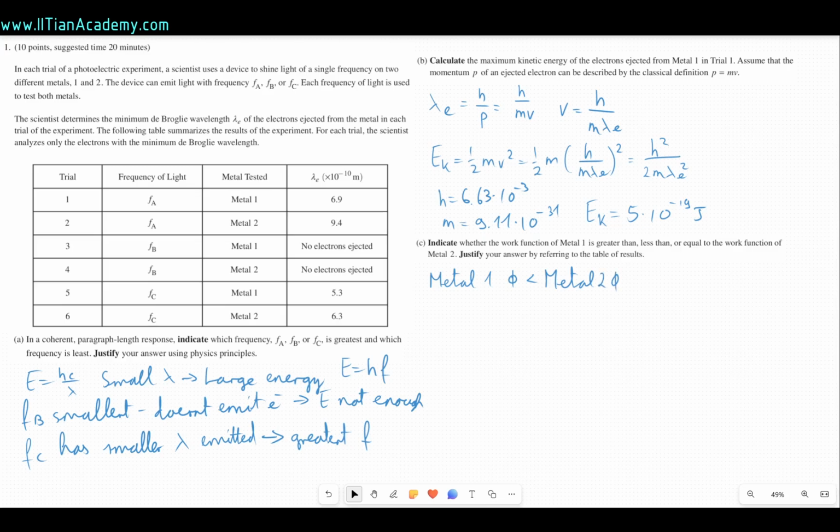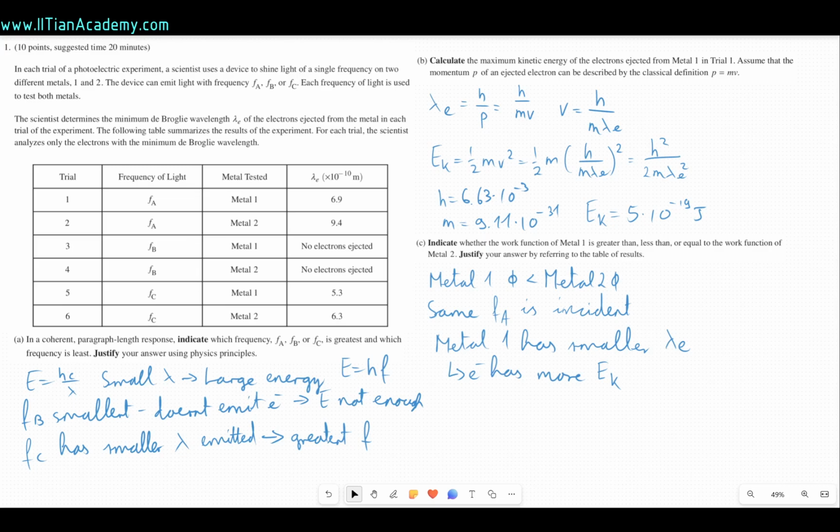And the reason for that is because the same frequency of light is incident on them. So we can look at the first two rows, FA, so the same frequency is incident. And what we see is that metal 1 has a smaller de Broglie wavelength, smaller lambda e, which means that the emitted electron has more kinetic energy. As we have discussed previously, smaller wavelength means larger kinetic energy.